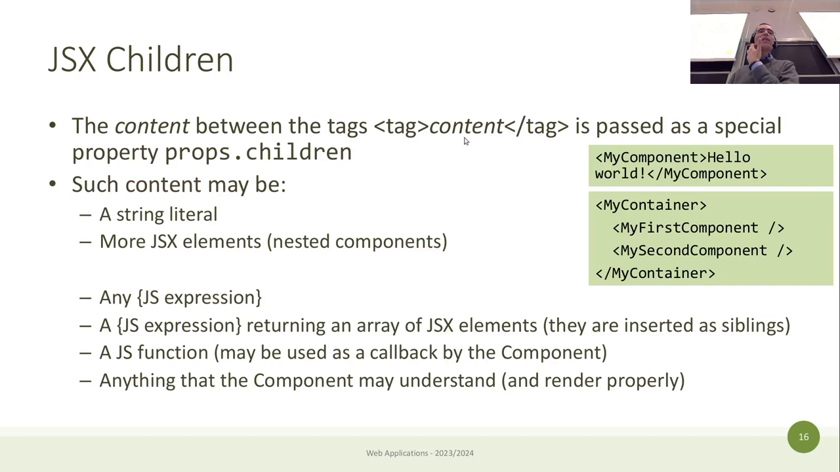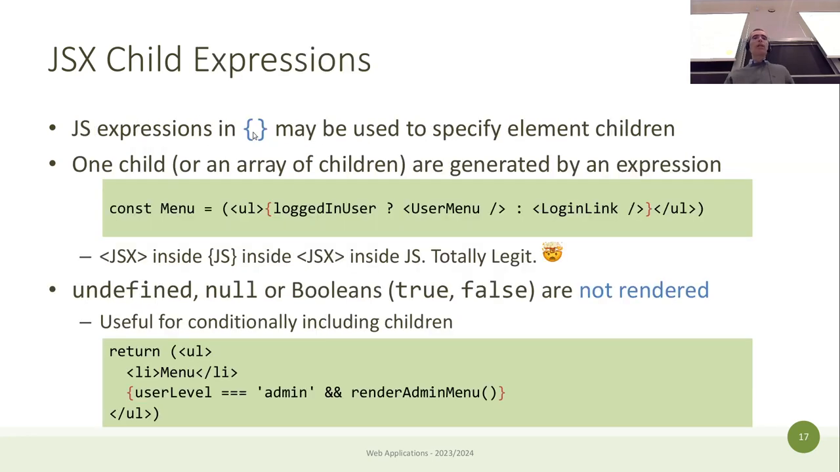What you put between the start and end tag is available as props children, so there are automatic props available for your components. They are not used that often, but remember that when you are expecting your component to have something nested inside, we can specify children using curly brackets. In this way, this is very, very useful.